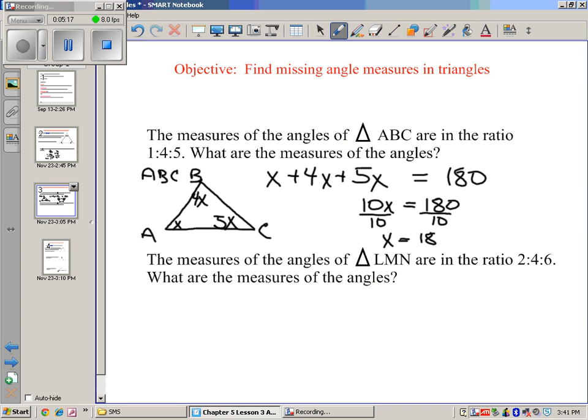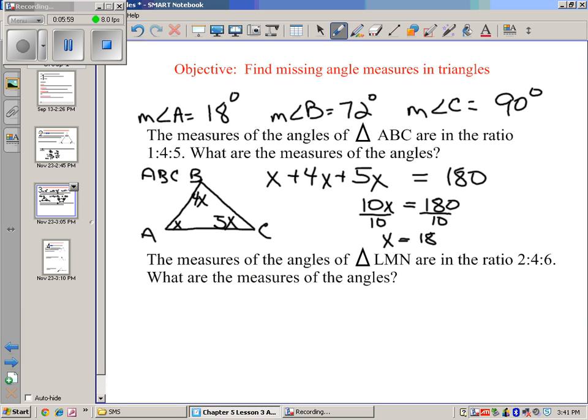So that gives us our 1. If we know the measurement of angle A equals 18, the measure of angle B is 4 times 18. Multiply 4 times 18, we're going to get 72 degrees. And our measurement of angle C is 5 times x, which is 18. So 5 times 18 is 90 degrees. So there's your 3 angle measurements.